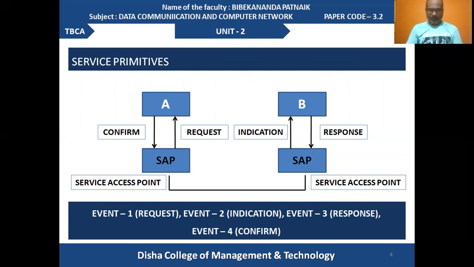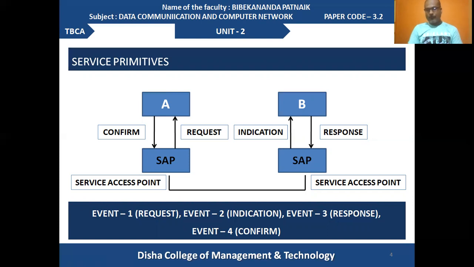So if we look at the above diagram, the 4 transactions used are called primitives. There are 4 transactions in the diagram: request, indication, response, and confirmation. So these 4 primitives are widely implemented for communicating data.